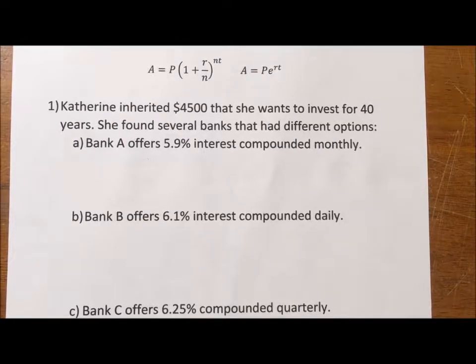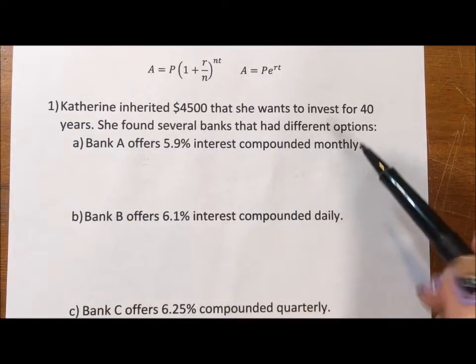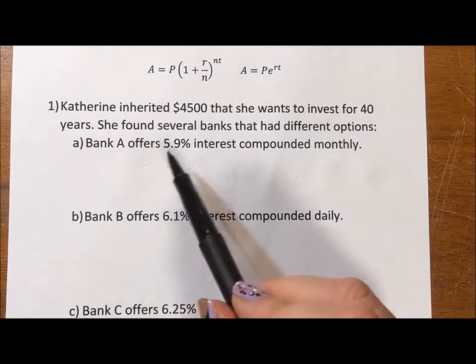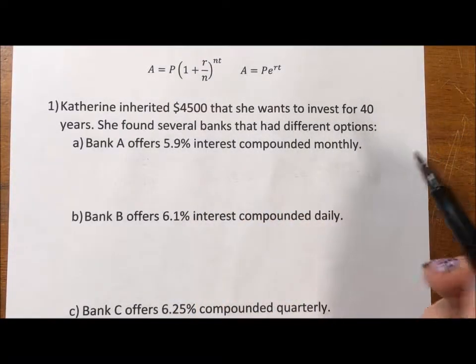For this first example, we have Catherine who's inherited $4,500 and she wants to invest it for 40 years. Just put it in the bank and forget about it. She has this big lump sum, so she's found several banks with different options.